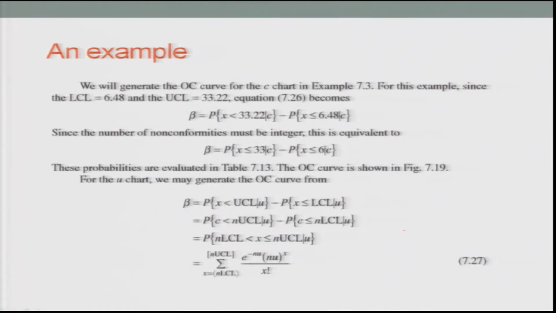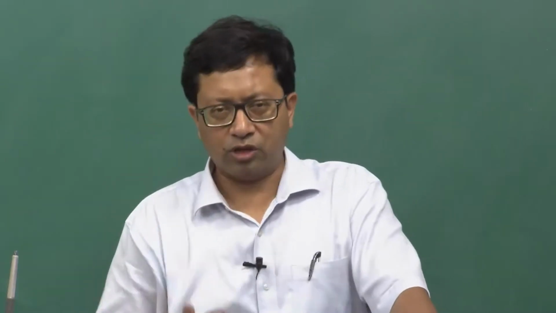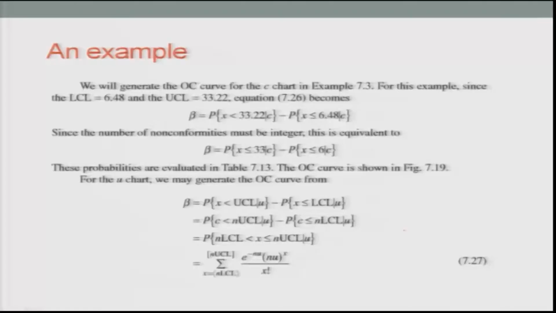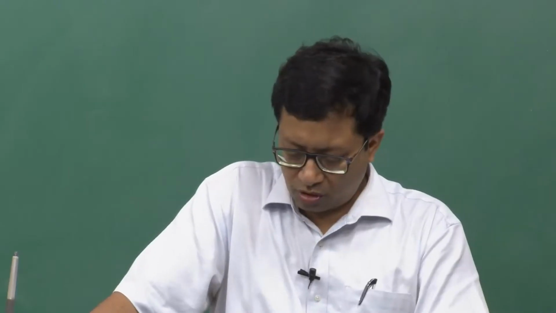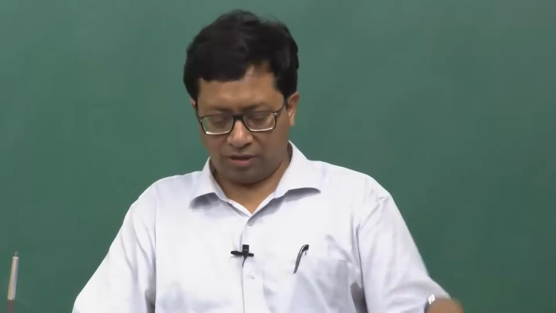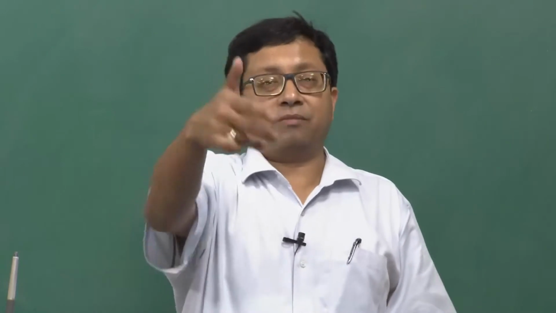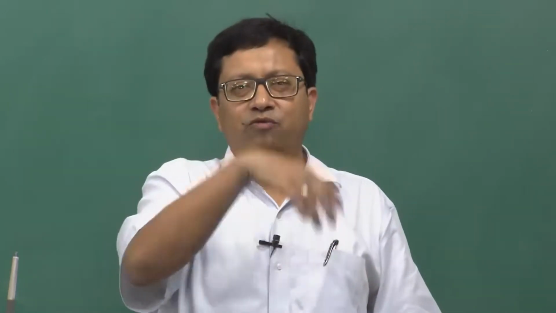For the U charts, we generate the OC curves from the following. Say, for example, the beta value is given by x being less than or equal to UCL given some value of u, minus x being less than or equal to LCL given some value of u. Based on that, you multiply by n on both the left-hand side and the right-hand side, and you get numbers, not proportions now. You find the control limits for the value of x, which lie between n times the lower control limit and n times the upper control limit. The control limits come from proportions, so proportions multiplied by n would give you the numbers.